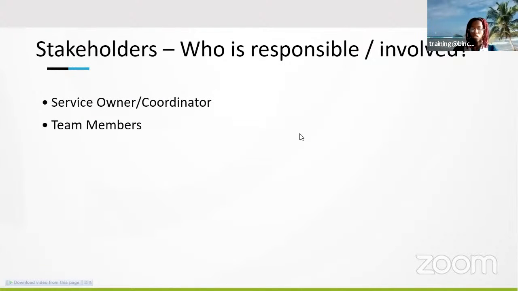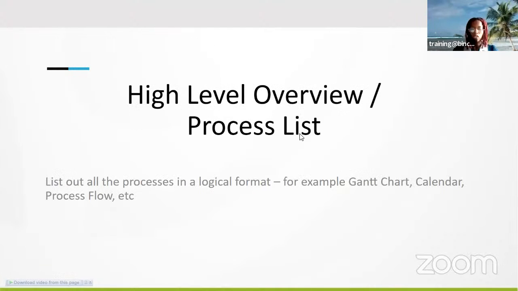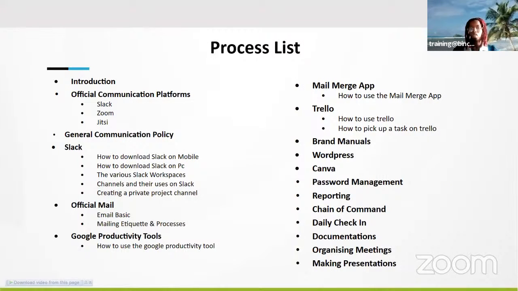The stakeholders are the service owner, which is more or less someone from the pro service system, and every team member in the organization. This is what we'll be discussing today, everything you can see on my screen right now. We'll be talking about the communication channels, the policy in terms of communication, how to get involved in these channels, how to send out emails, how to use the productivity tools in the organization, the mail merge app, the project management app, the task delivery app, and so on.